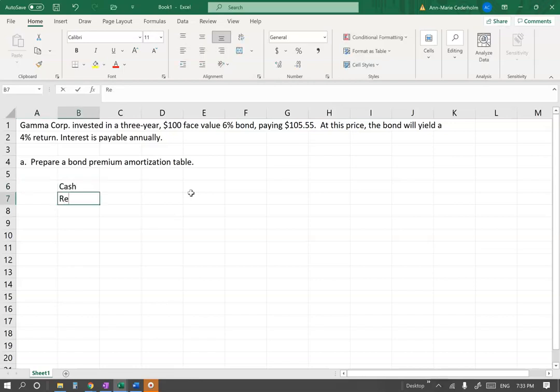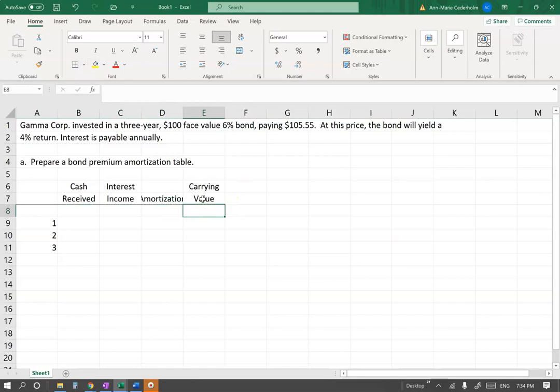So when I do this, I set up a column for cash received, then one for interest income, one for our amortization, and then the carrying value. So the carrying value will be our bond investment. So in this case, our bond is our asset. And we have 3 years, so I'll just set them up like that.